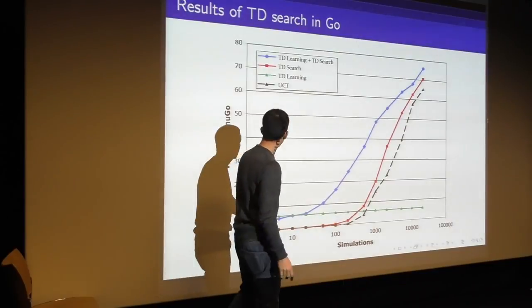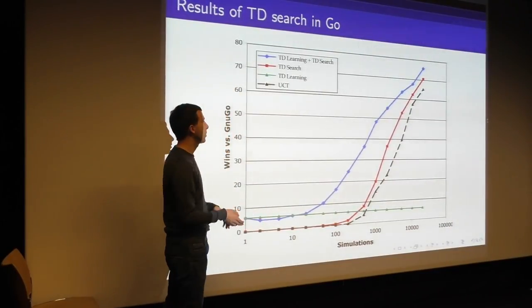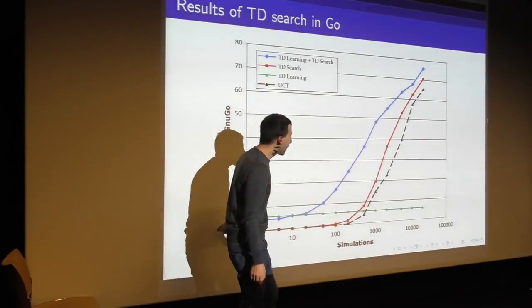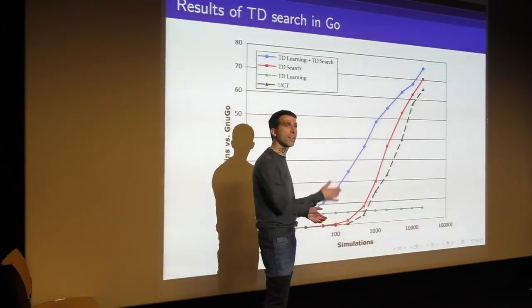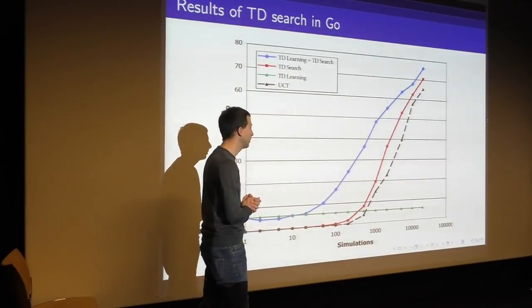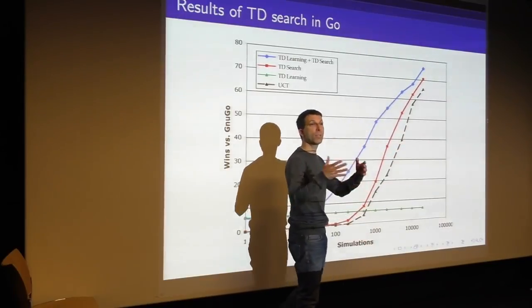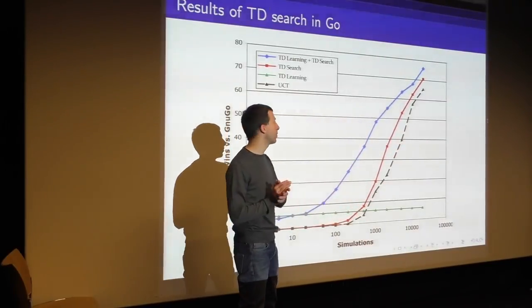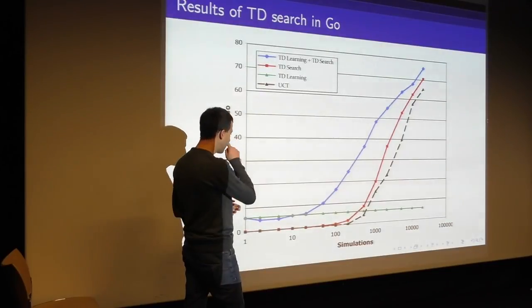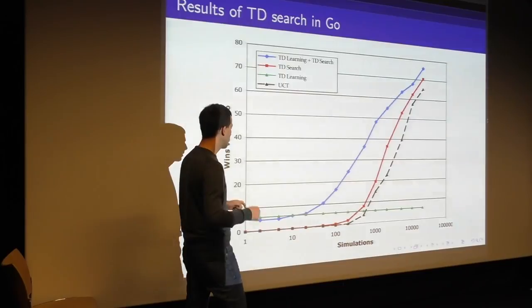This y-axis is the winning rate against a standard benchmark program called Nugo. This x-axis is how much thinking time we do, like the number of simulations that we run before picking an actual move. This dashed black line is Monte Carlo tree search, the effective method we looked at before. And now what we see is what happens if we use temporal difference learning instead of Monte Carlo learning.